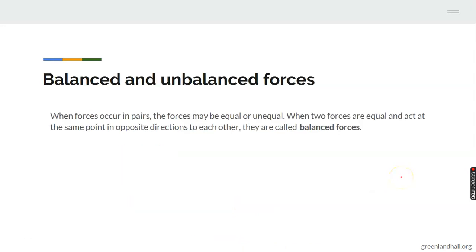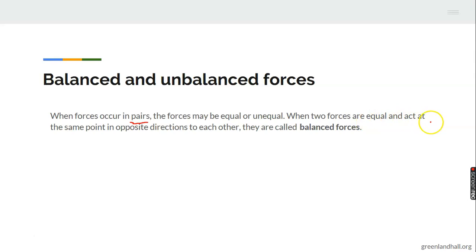So, balanced and unbalanced forces. When forces occur in pairs, let me try to throw more light on that. When you say something occurs in pairs, that means in two. You have a situation where there's force on two things at the same time. The forces may be equal or unequal.